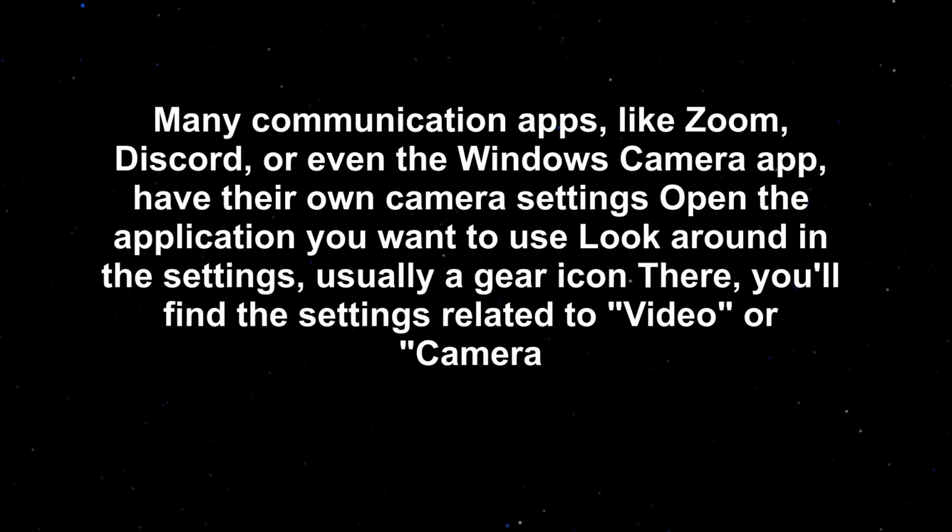Many communication apps like Zoom, Discord, or even the Windows Camera app have their own camera settings. Open the application you want to use. Look around in the settings, usually a gear icon there. You'll find the settings related to video or camera.